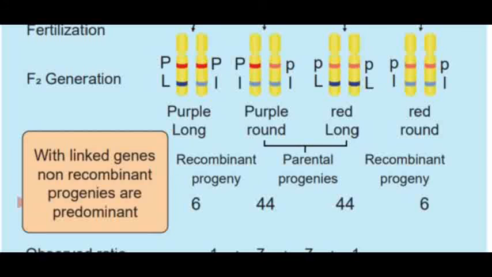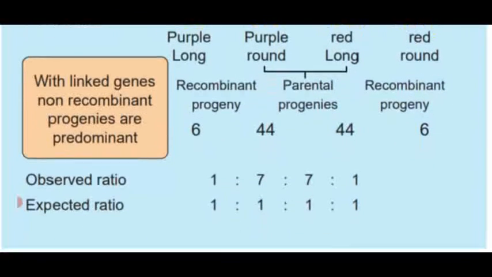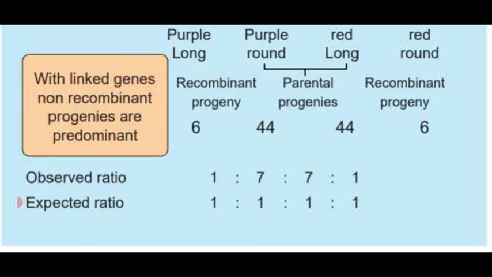Here also the parental progeny has the highest ratio, that is 88%. Recombinant progeny is similar, that is 12%. So the expected ratio is 1:1:1:1. But in linked genes the non-recombinant progenies are predominant, in the high range. So the observed ratio is 1:7:7:1 instead of 1:1:1:1. Dear students, this is the repulsion or trans configuration.